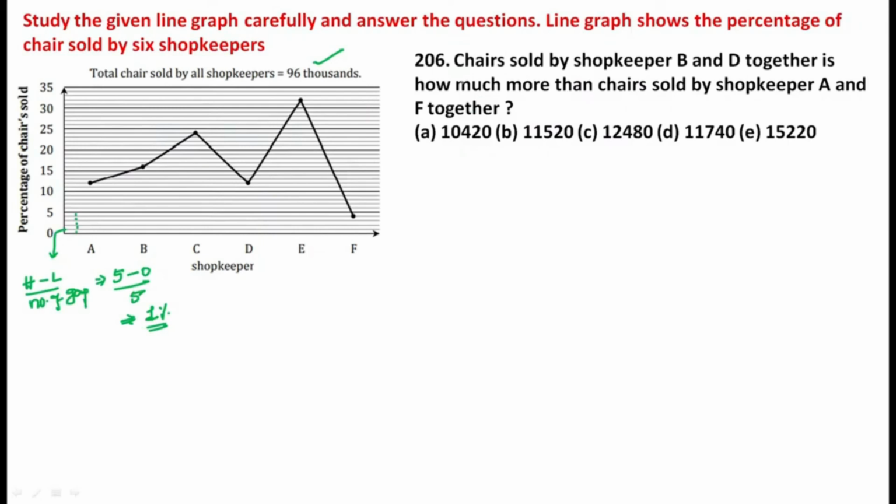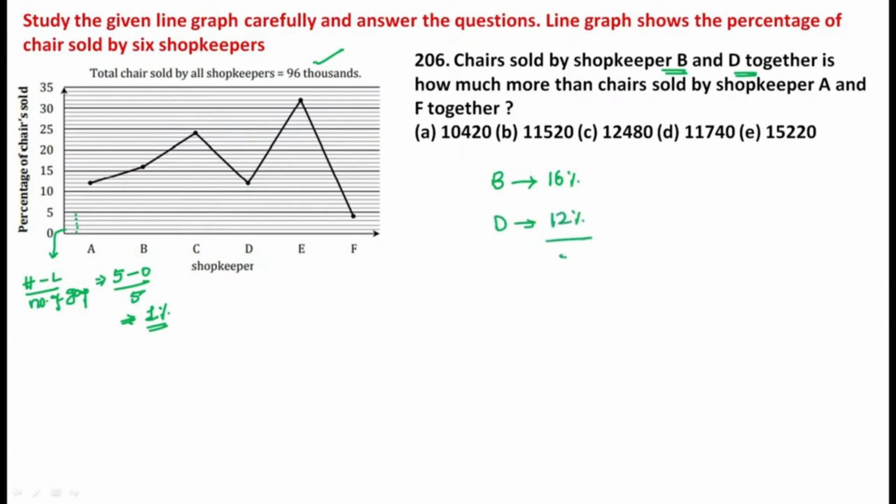Now, let's see the question. Chairs sold by shopkeepers B and D together are how much more than those sold by shopkeepers A and F together? Now see, you have to identify the percentage of B. The percentage of B is exactly equal to 15 plus 1, which is 16%. In the same way, the value of D is exactly equal to 12%.